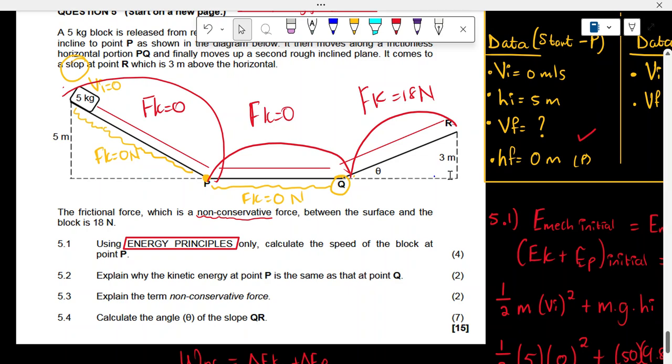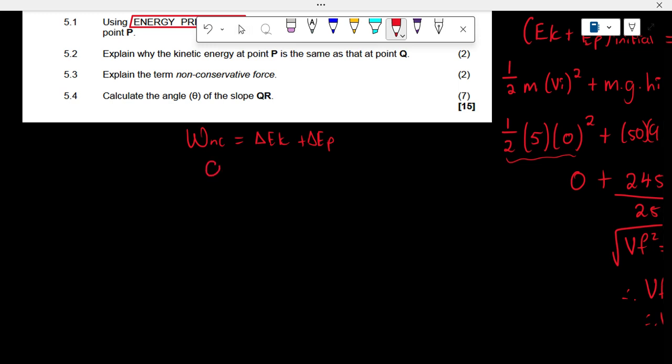Sorry, we don't have applied force because the object is sliding on its own. We don't have the applied force. We don't have a tension force. We don't have a frictional force. In fact, we've already established that. Therefore, the work done by a non-conservative force here would be zero because we don't have any non-conservative forces.